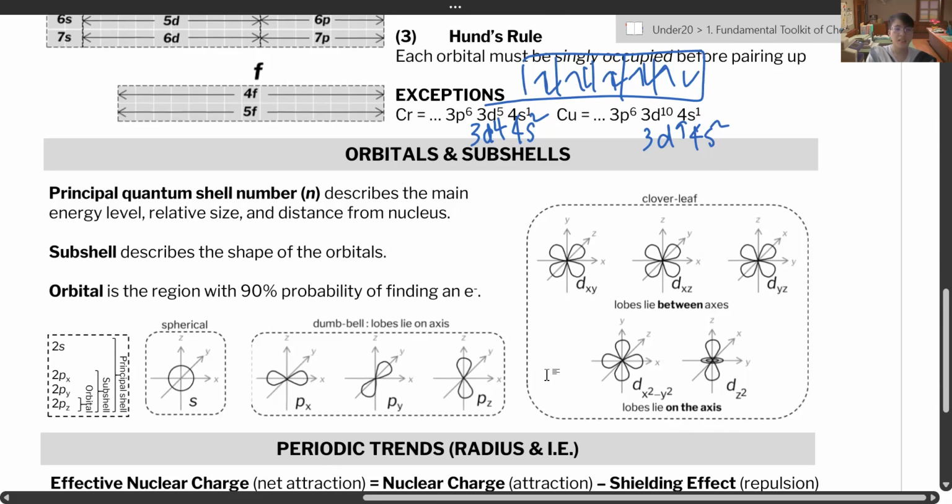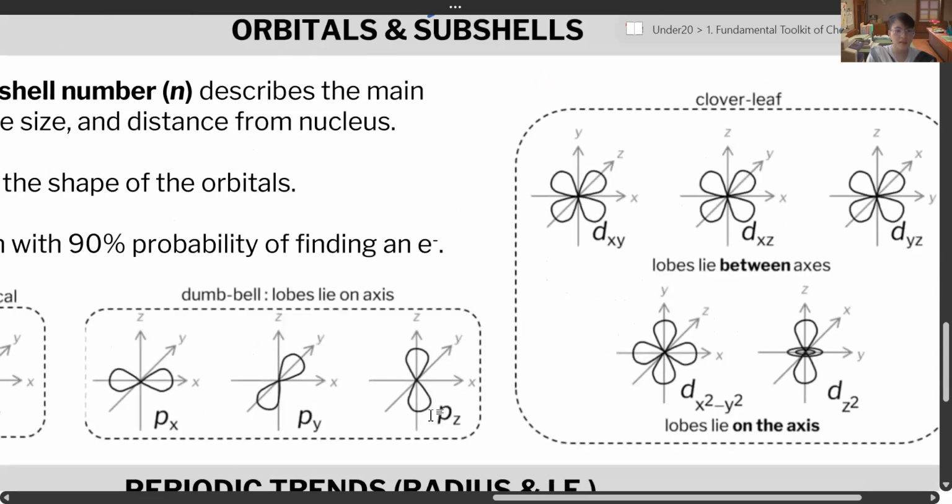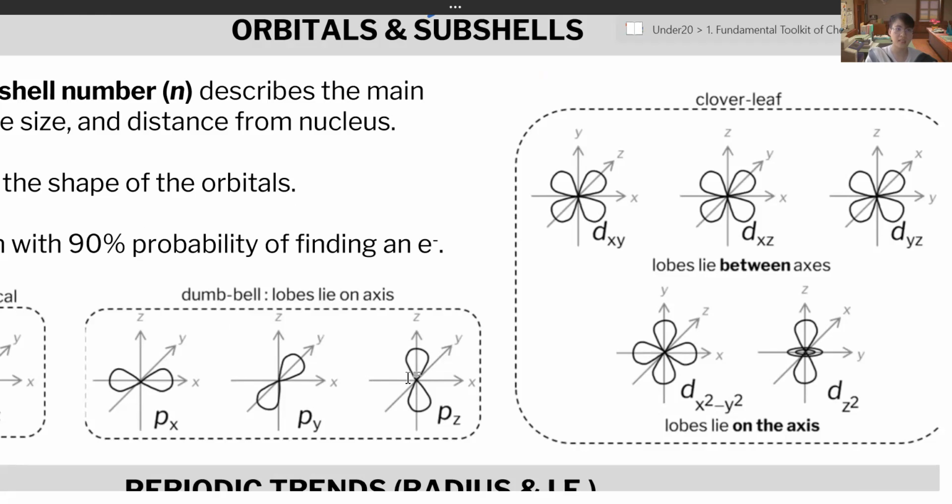Next is P. These subscripts here, Px, Py, Pz. So this x, y, z tells you which axis the lobes lie on. So Px means that the lobes lie on the x-axis, Py means that it lies on the y-axis, and Pz means it lies on the z-axis. Of course, I'm not telling you to draw it this way. You can always reorientate it as long as if it's Px, your lobes lie on the x-axis. Okay.